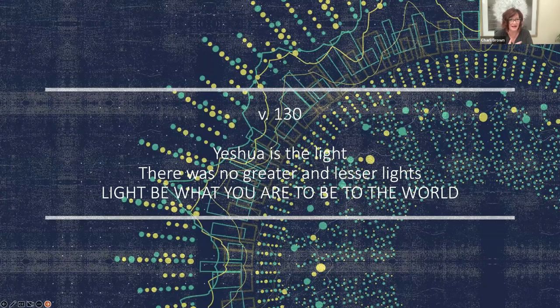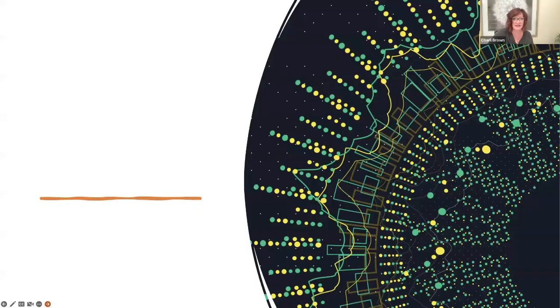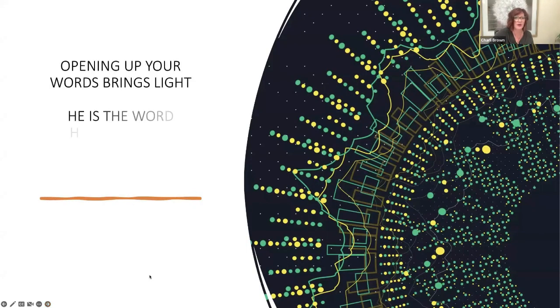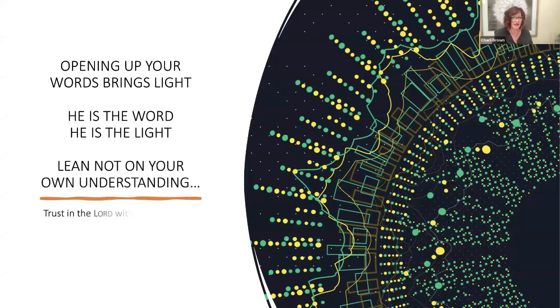Yeshua is the light. There was no greater or lesser light. So if you think about it, when he said light be, he was not proclaiming something that wasn't. He wasn't creating the greater light or the lesser light, the sun, moon, stars. So where's this light? I was praying about that. If you just said there was no greater, no lesser light, and here in your verses, the opening up of your words gives light, oh wait, Yeshua is the word. Then wouldn't we say that he's the word, he's the light?